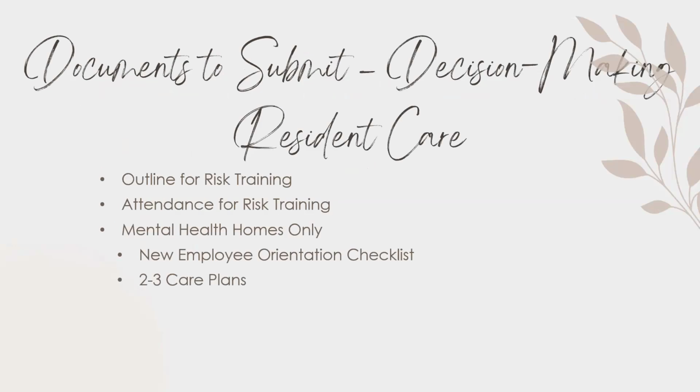Decision-making resident care. So again, for this, we just need the outline for the risk training that your home uses. And then we need attendance records maintained for the risk training. So be sure to include the total number of staff members employed in your home. And for this, we do need the 90% of all full and part-time staff. You don't have to include PRN, but in your building, all full and part-time staff.